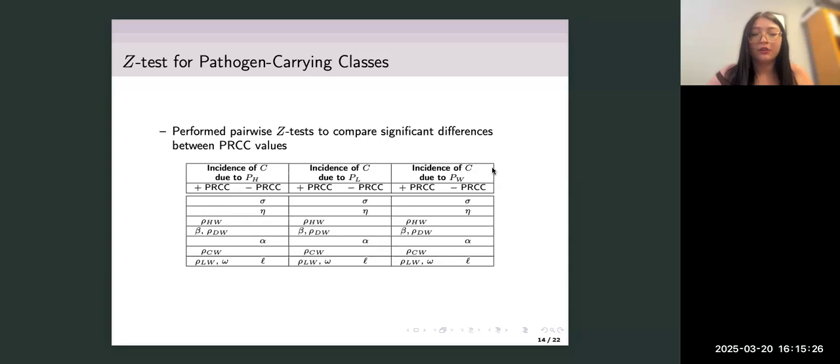And then you can see that each table is relatively the same for the incidence due to our pathogen classes, pH, PL, and PW. But one thing I'm going to point out is sigma. Sigma is the spores of pH and PL removed due to disinfection. And you can see that it's the highest and on the negative PRCC side. So as those proportion of spores removed increases, then the incidence will decrease.